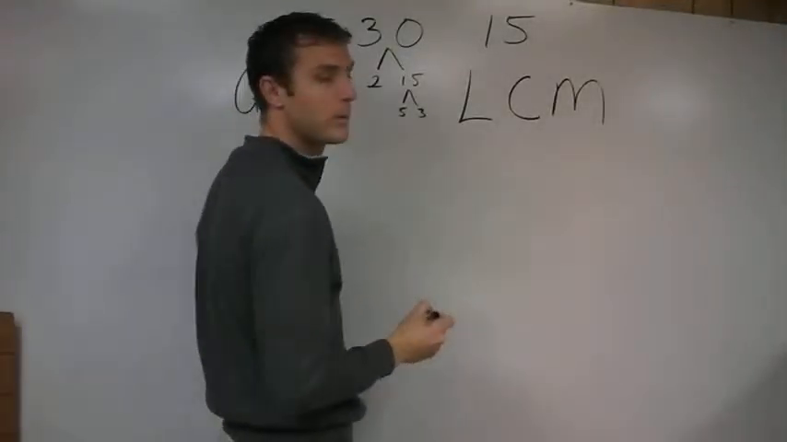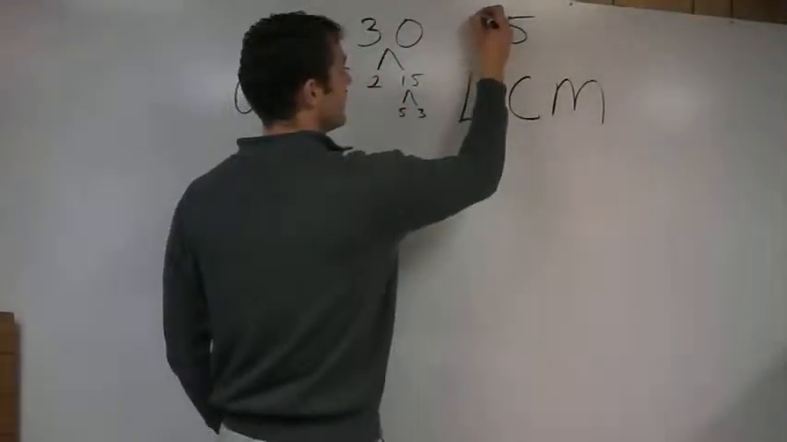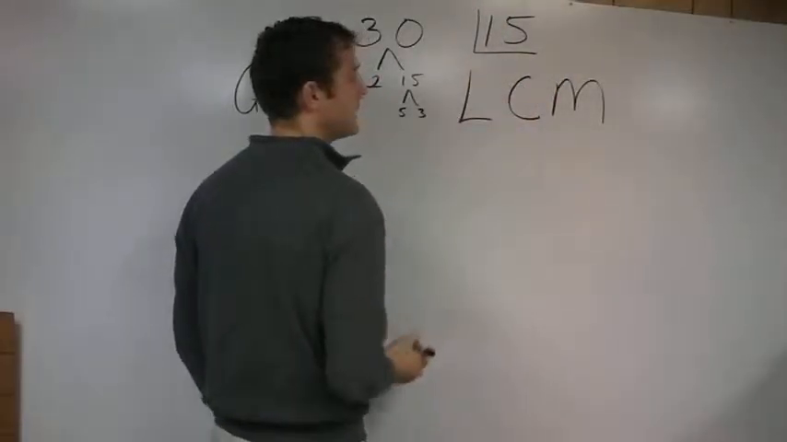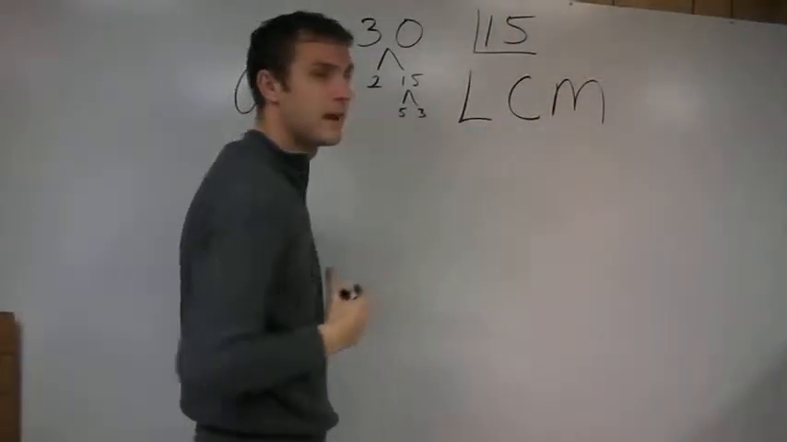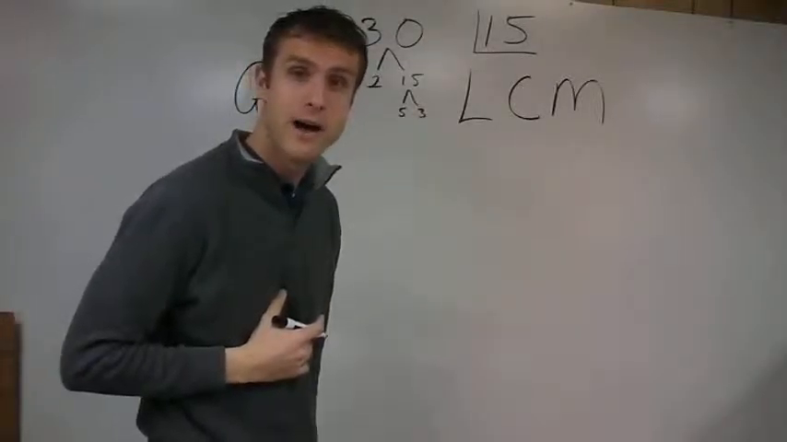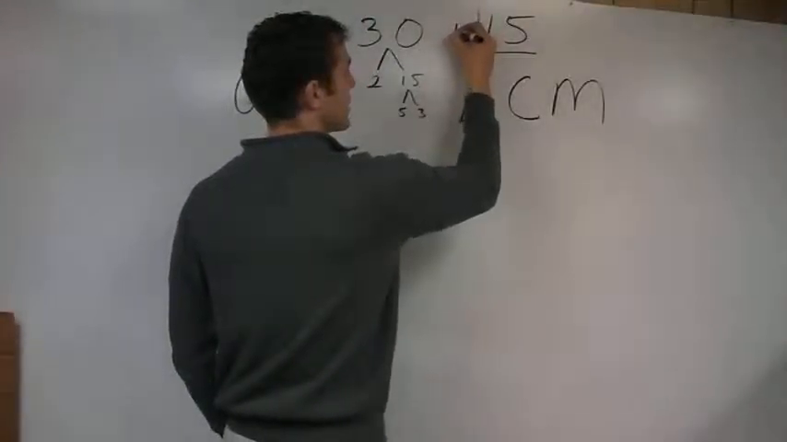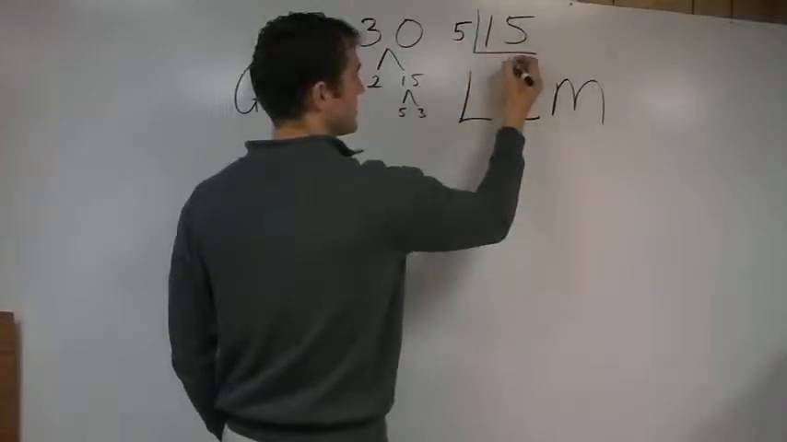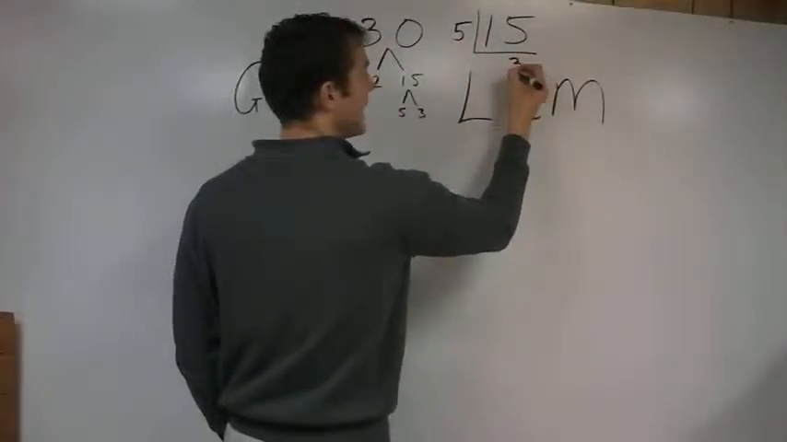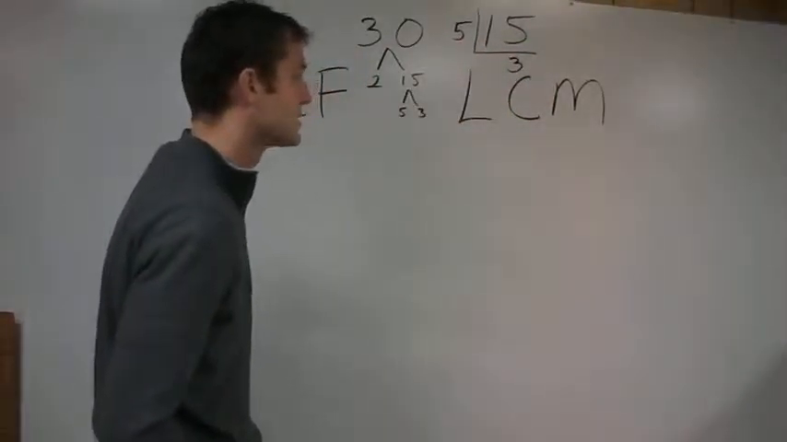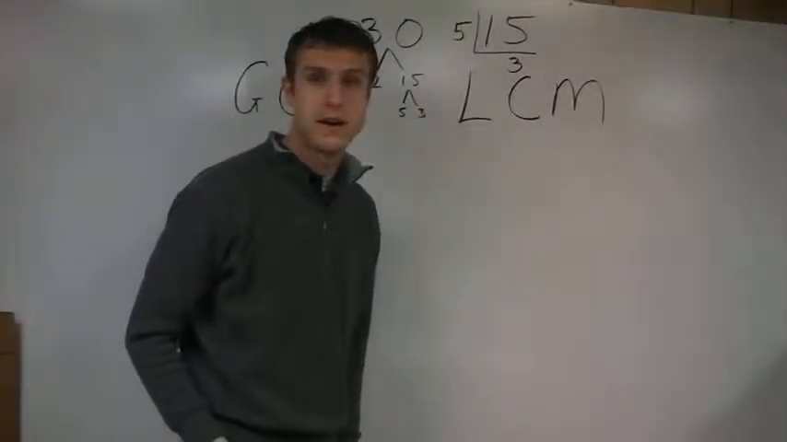For 15, I'm going to do what we call division by primes. I'm going to make a box around 15. I'm going to start dividing by a prime number. I know 15 ends in a 5, so it can be divided by 5. So I'm going to write a 5 on the side. 5 goes into 15 3 times. 3 is also a prime number, so my factors for 15 are 5 and 3.